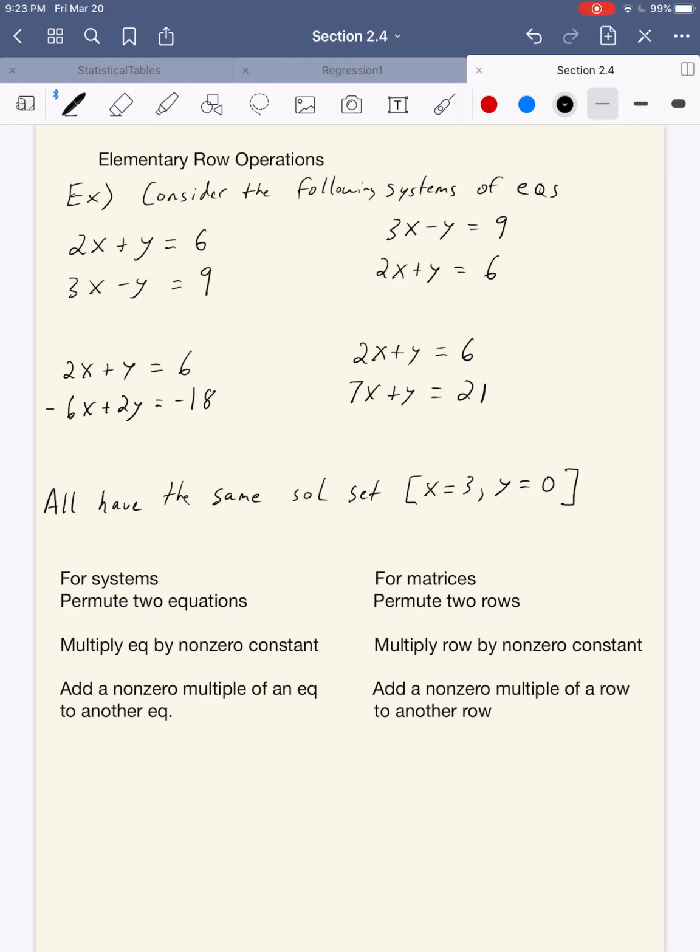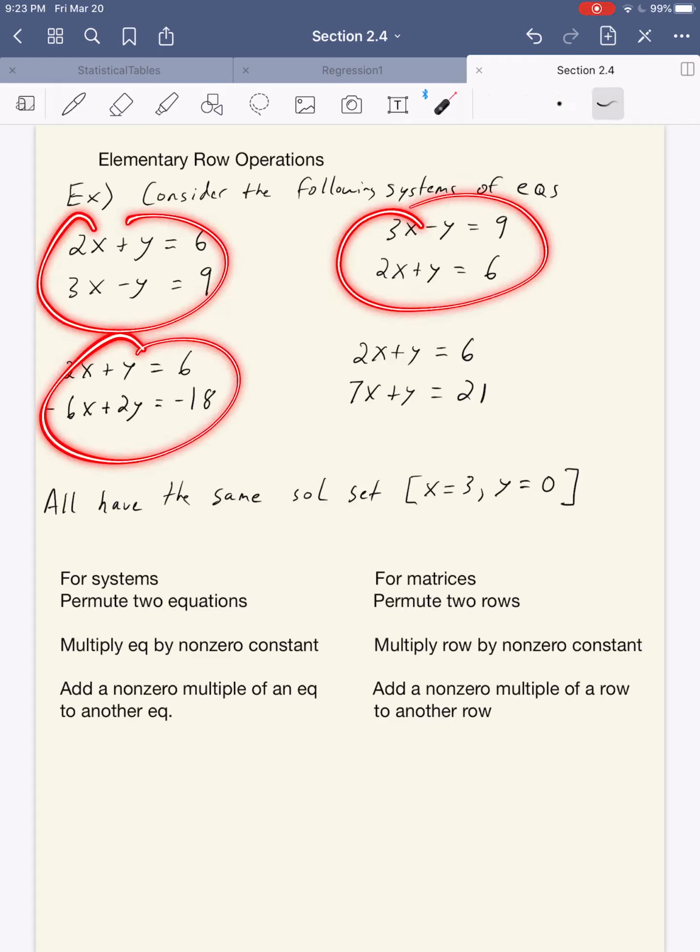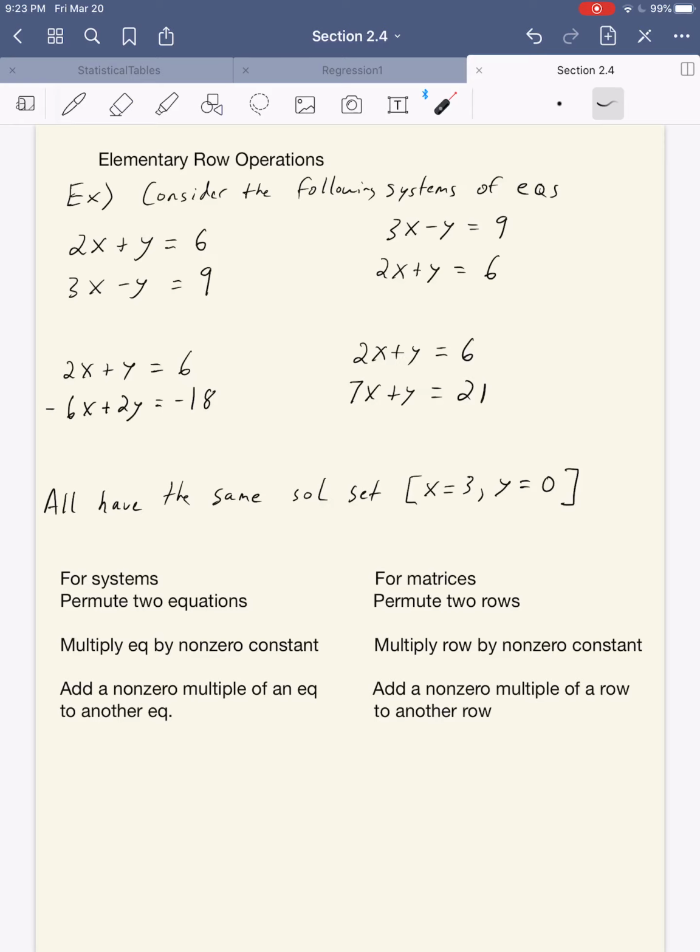We're going to consider these 4 systems that I've written out here. It shouldn't come as a big surprise to notice that all of these have the exact same solution set. They all have the solution set x equals 3 and y equals 0, even though they're 4 different systems. And why is that the case? Well, let's take a look at the original system there. 2x plus y equals 6, 3x minus y equals 9. It's a 2 by 2 system, right? It's got 2 variables and 2 equations.